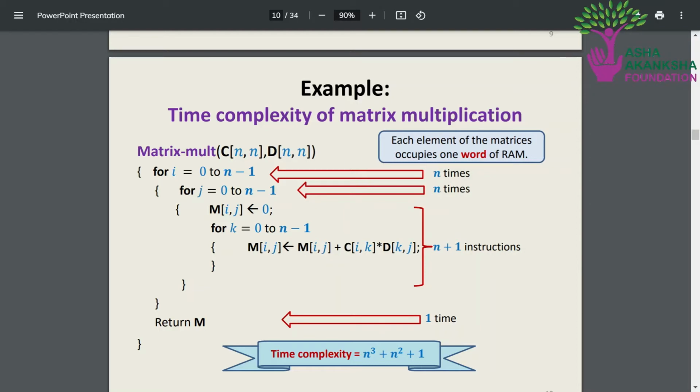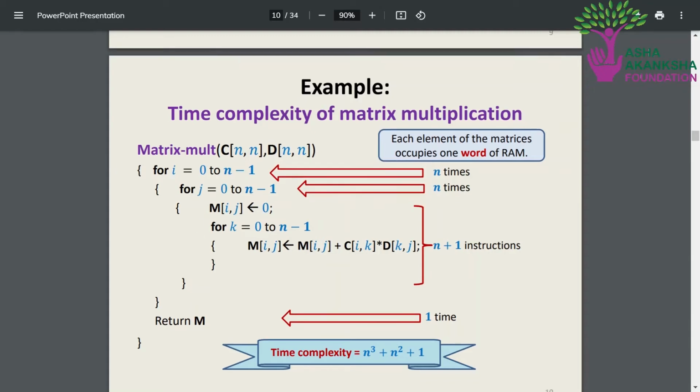In matrix multiplication, we have two for loops. One for loop is from 0 to n minus 1, or we can say one for loop is for the x-axis and one for loop is for the y-axis. In both for loops, we are traversing n times. In the last for loop, we have just constant work, or we can say n plus 1 instructions. But inside it, we have another for loop which is also traversing n times.